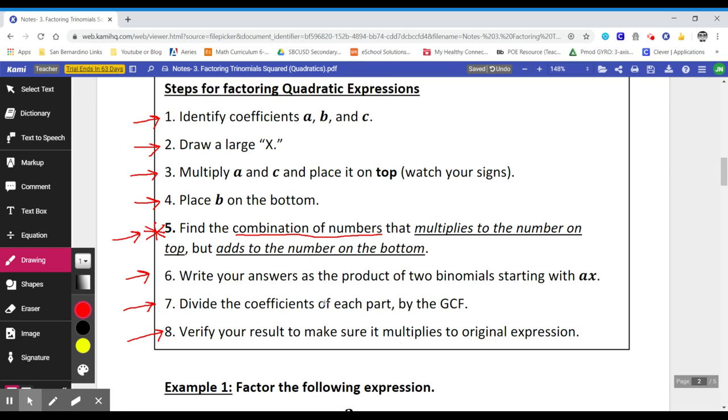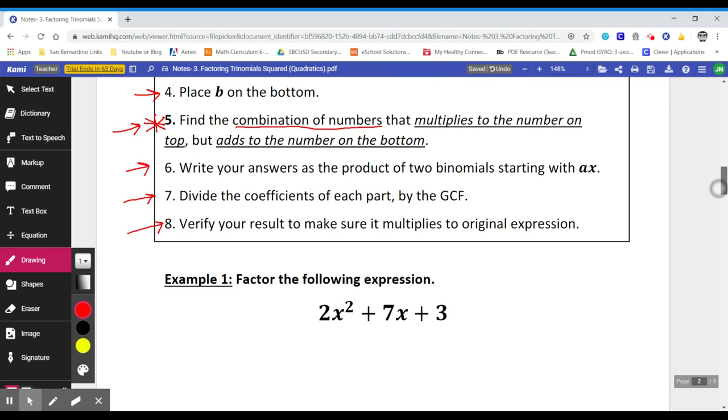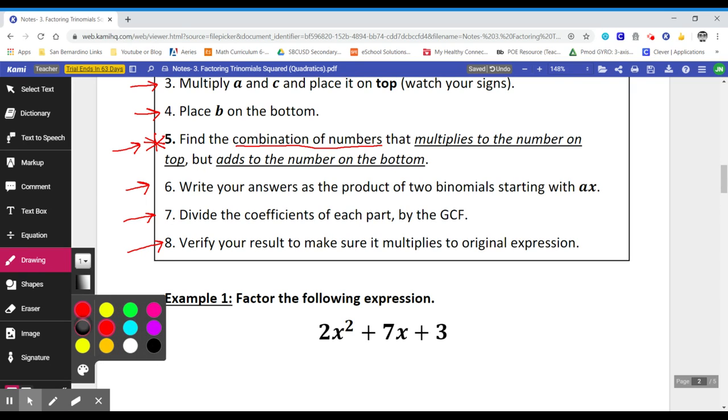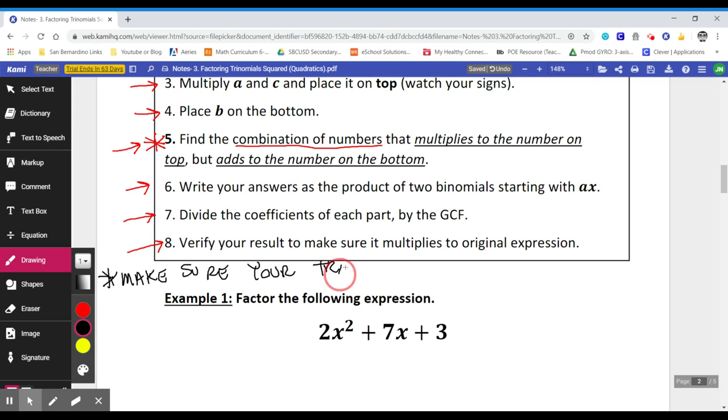So in all of these problems, this is an assumption that I forgot to write down in these steps. So I'm going to go ahead and write this here and underline it because it's very important. So make sure that your trinomial is factored out from common factors.